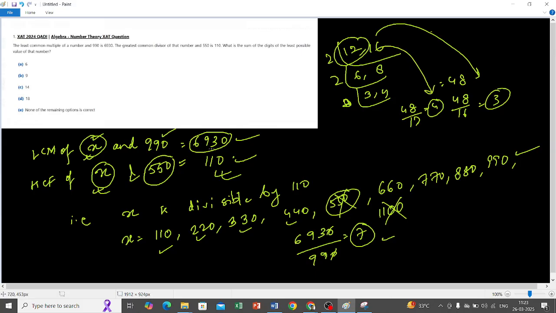So when I divide 6930 by 990, I get 7. That means this number is a multiple of 7. This same x is over here as well, and I know these are the possible values of x. Out of these possible values of x, find the value of x which is a multiple of 7. Which one is the multiple of 7? Tell me.